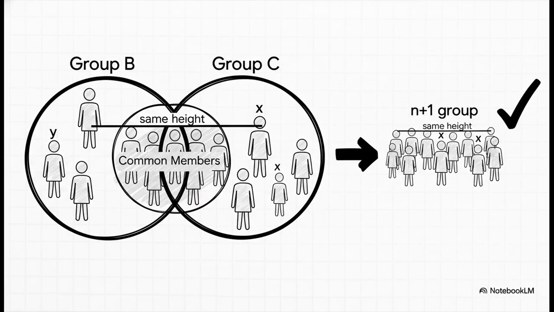And here is where it all seems to click into place. The people who never left the group, the ones in the middle, they were part of both group B and group C. Since everyone in group B is the same height, and everyone in group C is the same height, well, that means person x and person y have to be the same height as those common members. And just like that, it looks like we've proven that everyone in the n plus 1 group has the same height. The proof feels complete.